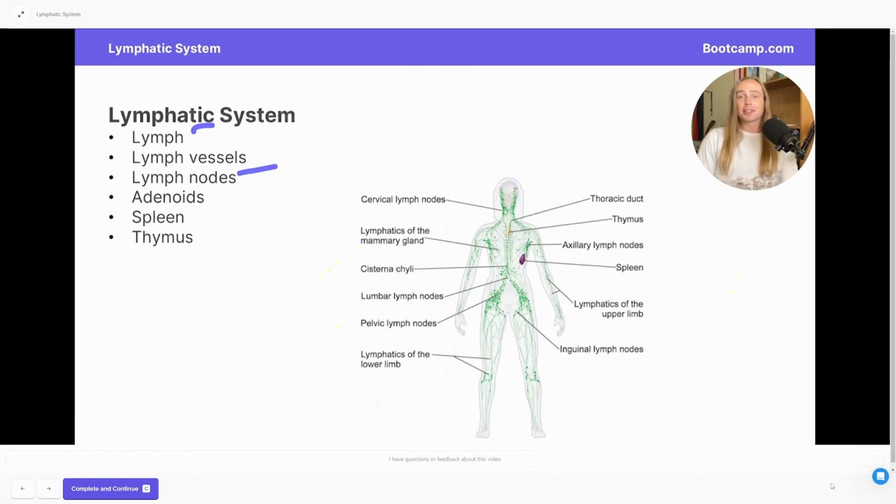Lymph and lymphatic vessels are a subset of the circulatory system because, as we just saw, they end up taking the leftover interstitial fluid and returning it back to the systemic circulatory system. In addition to this, a few of these lymphatic vessels are also really important to the digestive system. And lastly, our lymph nodes, adenoids, spleen, and thymus are all parts of the lymphatic system that are really important to our immune system. Now we're going to talk about all of these in a little bit more detail later on.